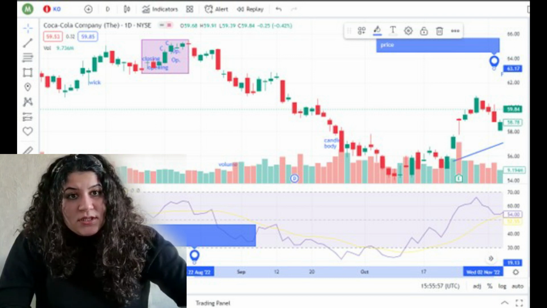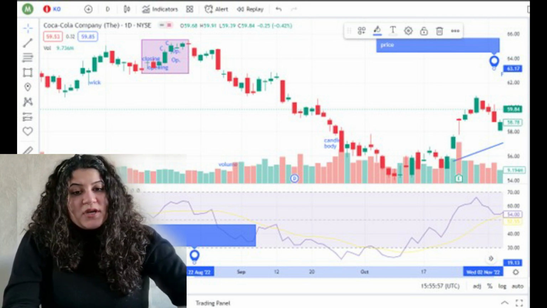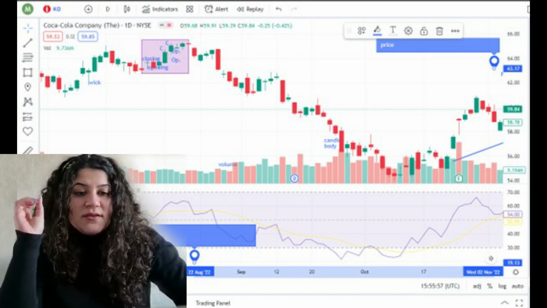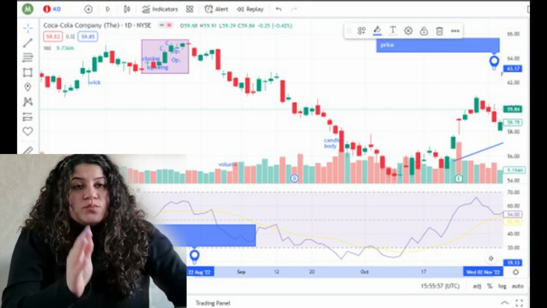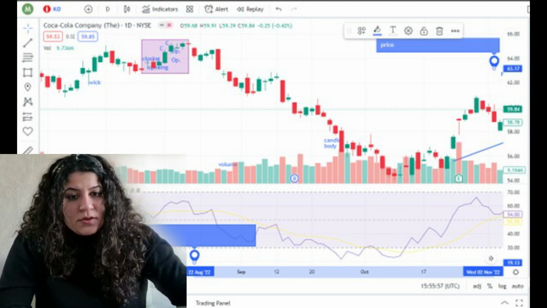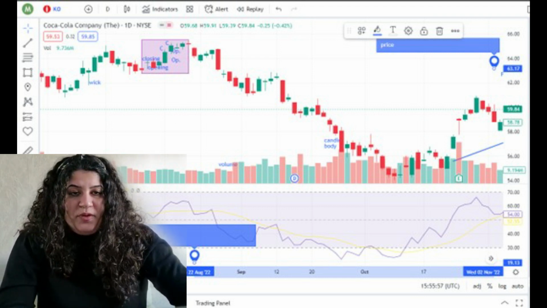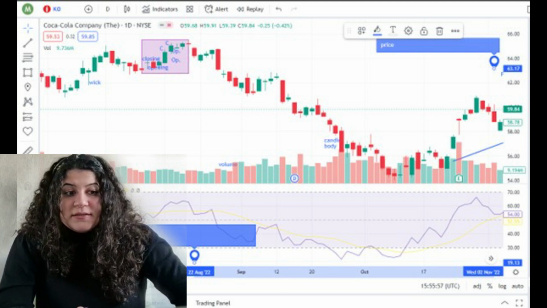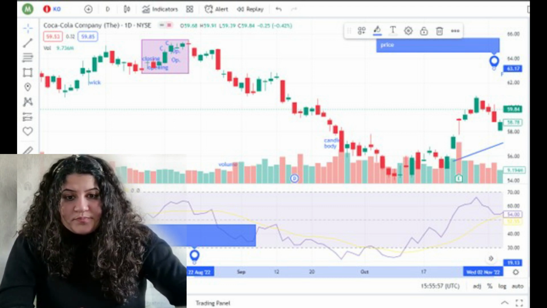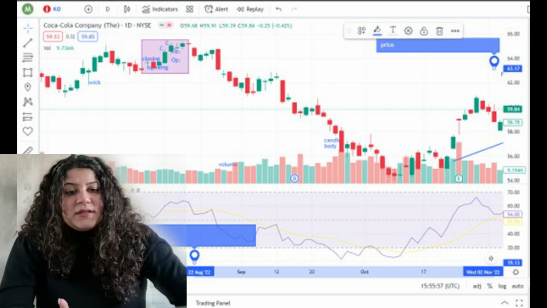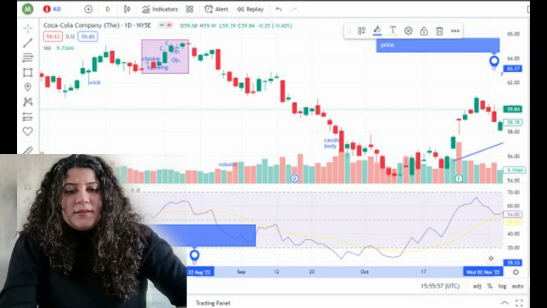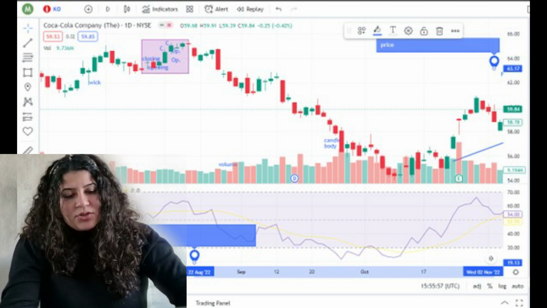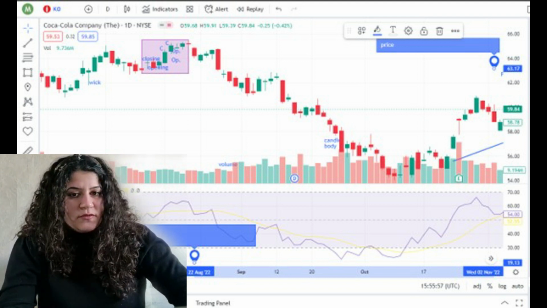A green candlestick indicates that the closing price of the asset was higher than the opening price, which suggests that there was more buying pressure than selling pressure at that period of time. While a red stick indicates that the closing price is lower than the opening price, meaning that there was more selling pressure than buying pressure during that period of time.